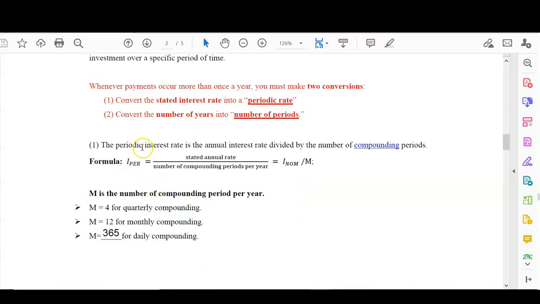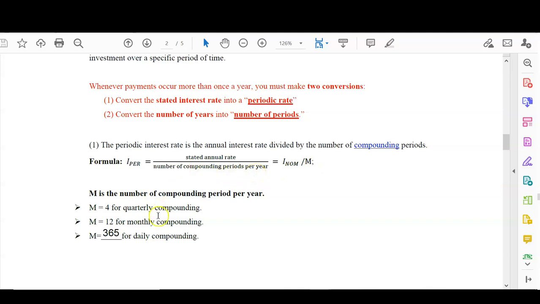In order to do the first conversion, in order to get the periodic interest rate, we need to use the annual nominal interest rate divided by the number of compounding periods. So we use IPER to stand for periodic rate. It could be calculated by using stated annual rate or nominal rate, INOM, divided by M. M means number of compounding periods per year.